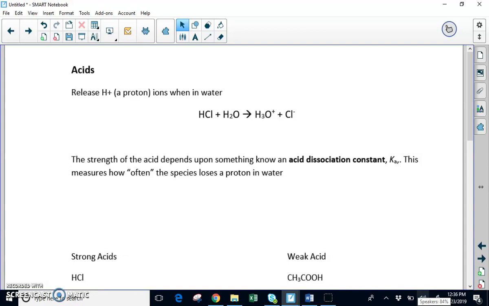This lesson is going to either review for those of you who took chemistry or introduce everything you need to know about acids and bases in AP Biology.